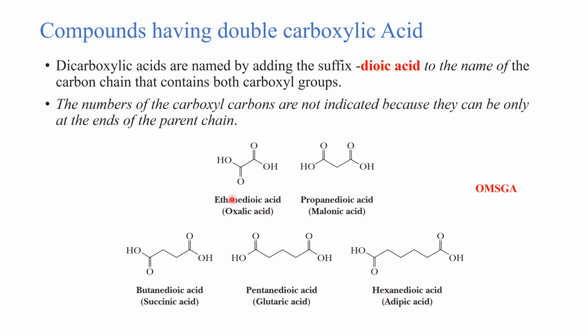So here this is ethanedioic acid. The easiest way to remember these 5 is OMSGA, which is the derivation. O is for oxalic.